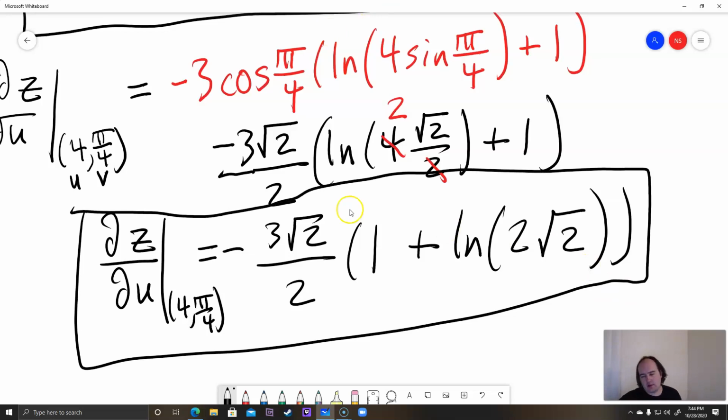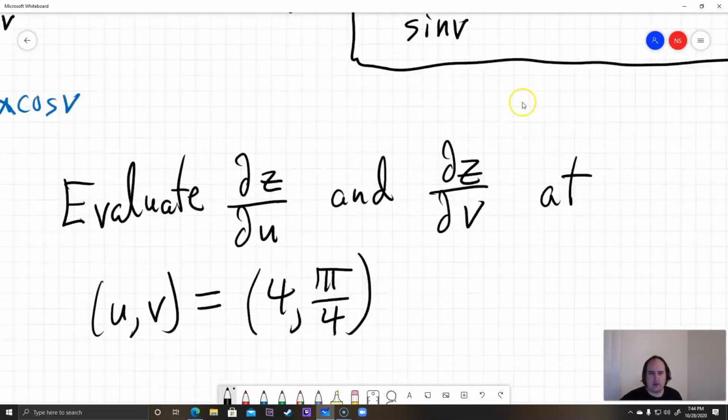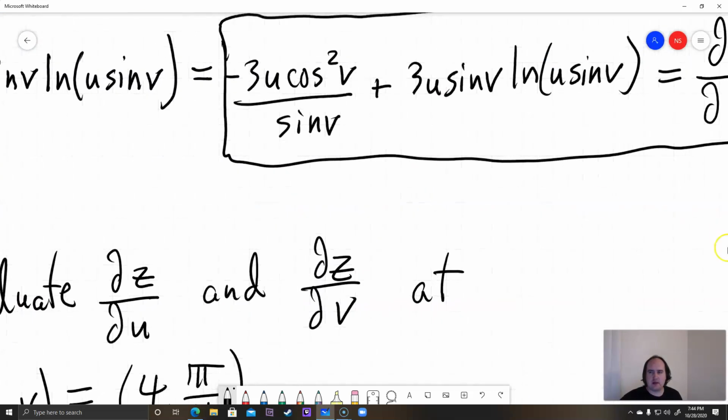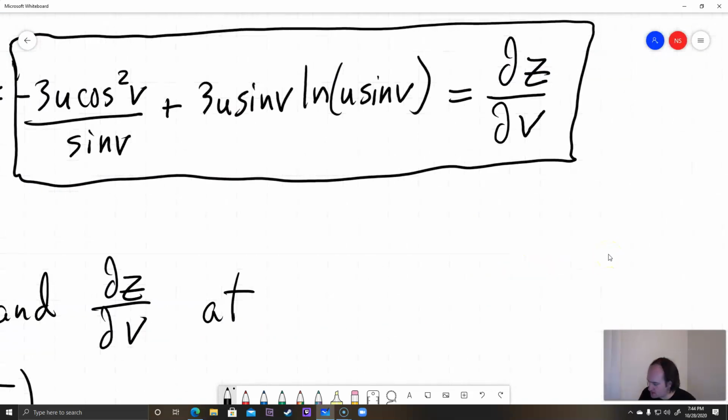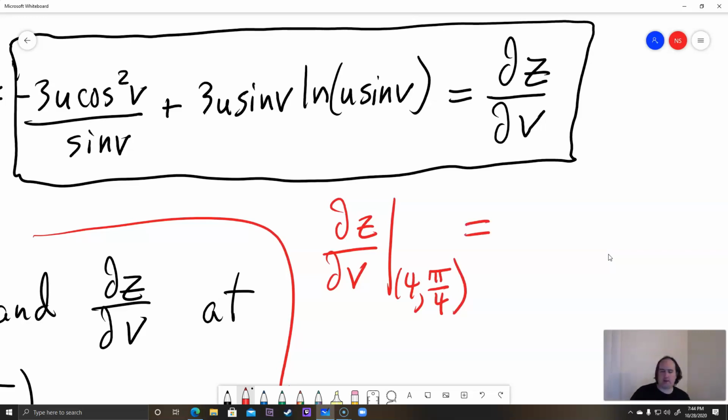And then for our last thing, we're going to go ahead and do the other derivative evaluated at 4 comma pi over 4. So the other derivative was partial z partial v, which is up here. Okay, so let's go ahead and do partial z partial v evaluated at 4 comma pi over 4. So that one's going to be a little bit more work because there's so many things going on. But we're plugging in 4 for u and pi over 4 for v.